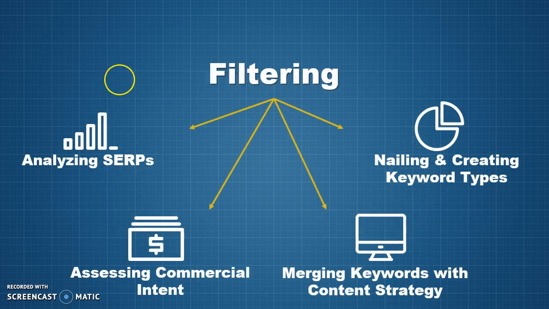So phase 1 is preparation. Phase 2 is extraction. Phase 3 is probably the most difficult. It's filtering. And that is analyzing the search results pages, which takes a little bit of learning, takes a little bit of getting used to, and sometimes even takes a little bit of instinct. Then you want to assess commercial intent and or manufacture your own commercial intent with the keywords, and we're going to show you how to do that. Then you want to nail and create keyword types, and by nail I mean getting it right. So you want to really nail the types of keywords that you are targeting so that you're bringing in the right people for your site and for your objectives.